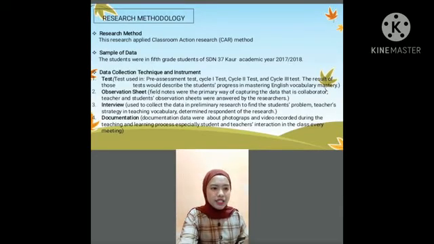Used to collect the data in primary research to find the student problem, teacher strategy and teaching vocabulary, and to determine respondents of the research. And the last, documentation. The documentation data were photographs and video records during the teaching and learning process, especially student and teacher interaction in the class every meeting.